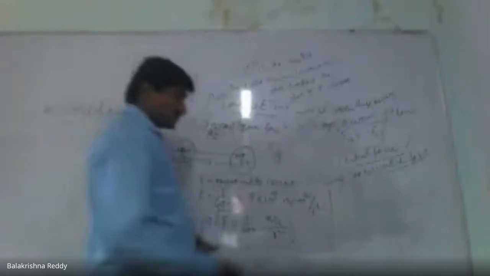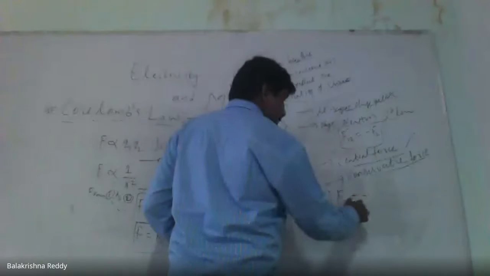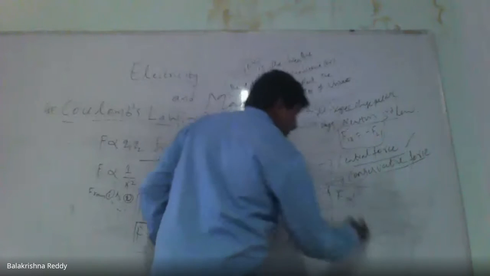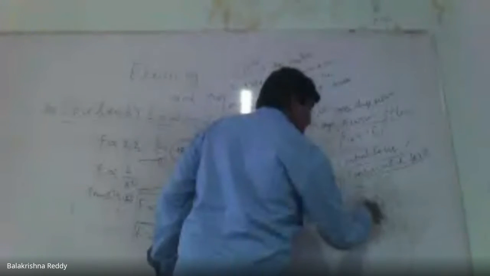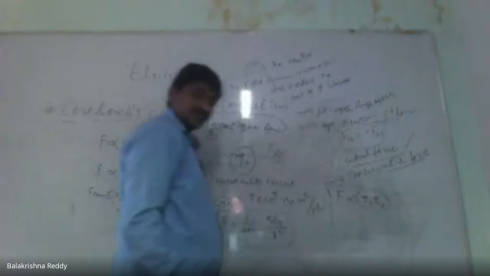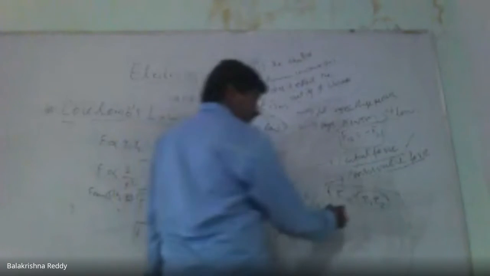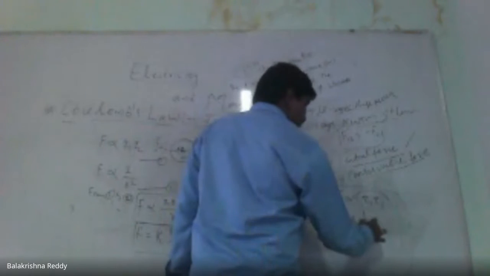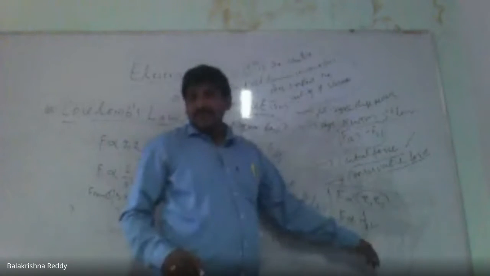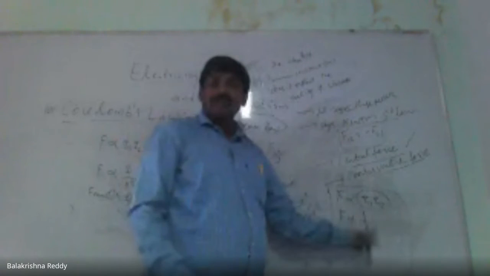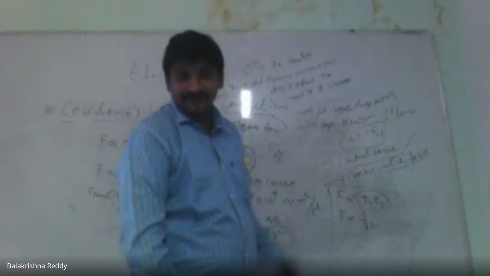Coulomb's force changes depending on several things. The force is directly proportional to the product of the two charges, so if the magnitude of the charges changes, the force increases. Since it is an inverse law, if the distance increases, the force changes.